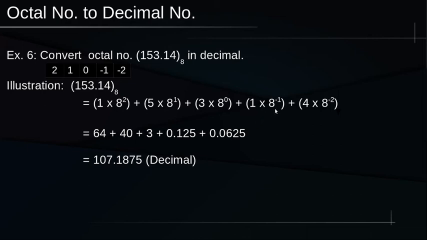1 into 8's power -1 becomes 0.125. And 4 into 8's power -2 becomes 0.0625. If we add all these values, we get 107.1875, which is decimal equivalent of this octal number. Nice and simple.